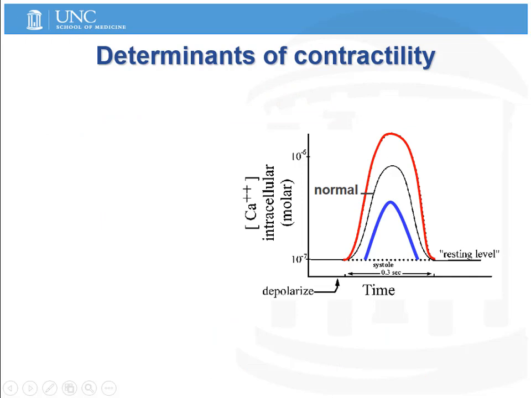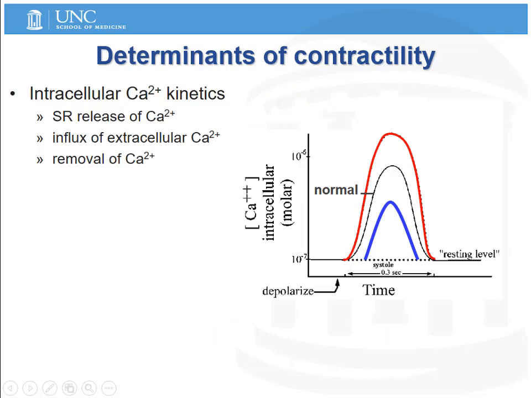So there are a few factors that determine contractility, and the first and most obvious is that intracellular calcium dynamics. And the intracellular calcium concentration is affected by a few different things, including the sarcoplasmic reticular release of calcium, the influx of extracellular calcium across the plasma membrane, and the removal of calcium from the cytoplasm during relaxation. So if there's any change in intracellular calcium concentration, that directly affects the contractility.